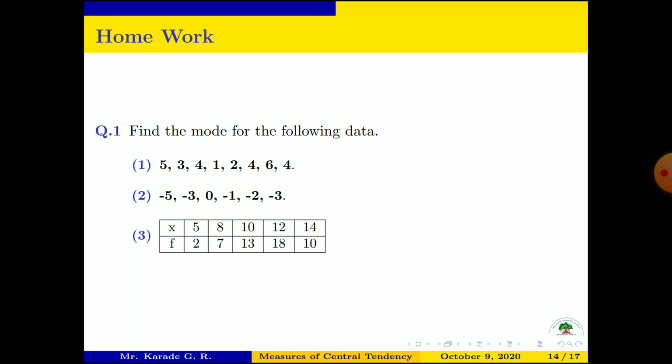Find the mode for this first data. The second data is given: -5, -3, 0, -1, -2, -3. Find the mode for the second data separately as well. And the third data is given. The third data is not raw data, it is a frequency distribution. Values of x and corresponding frequencies are given. So by using your techniques and your knowledge, you find the mode of all these three data separately.